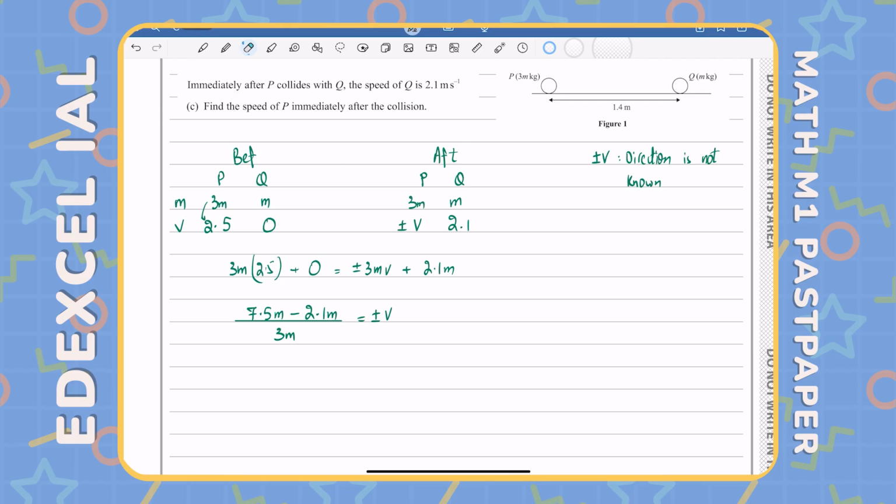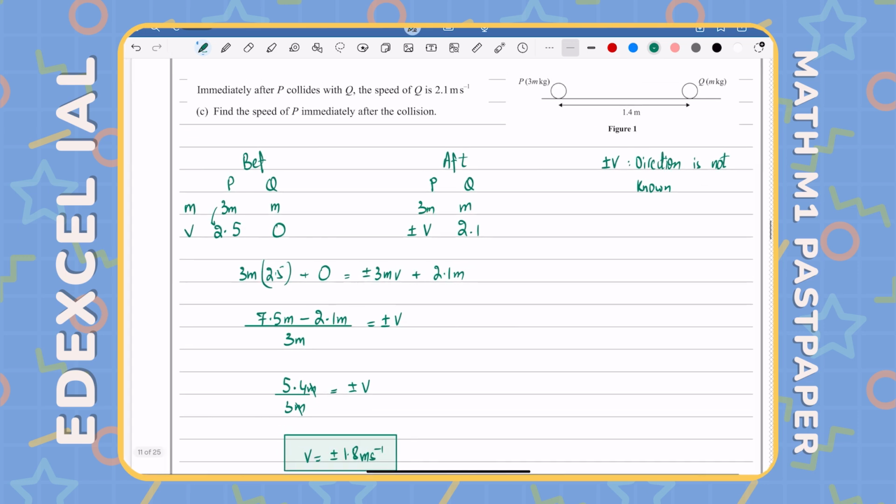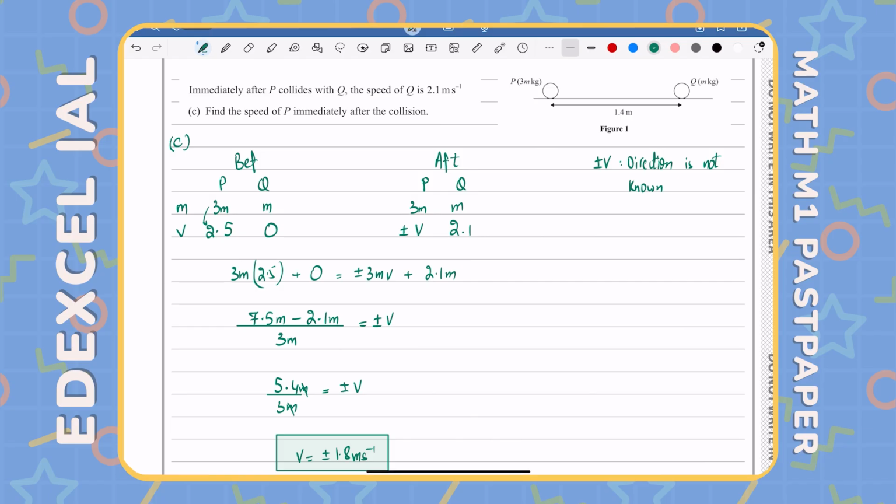In fact, let me just add an extra layer of working to show you. So 7.5 minus 2.1 will be equal to 5.4m upon 3m. So m and m cancel. This is equal to plus minus v. So once you work out the value of v, it's equal to 1.8 meters per second. And there you go, that's the answer. This is what the question wanted. And that is the answer to part C and also the end of this question.